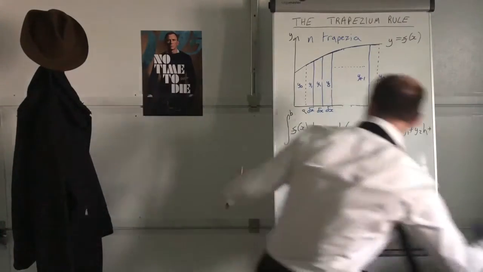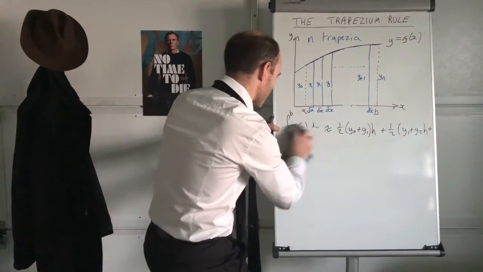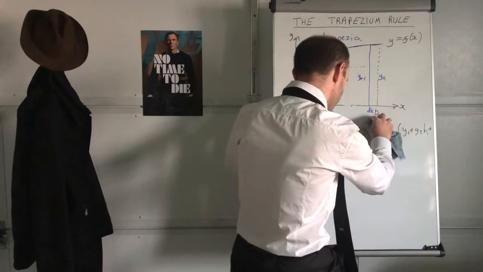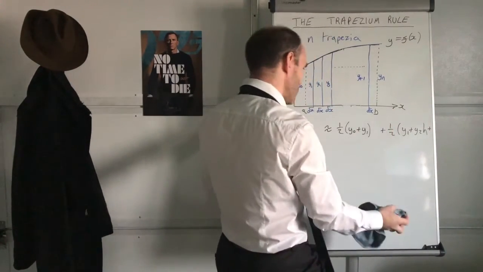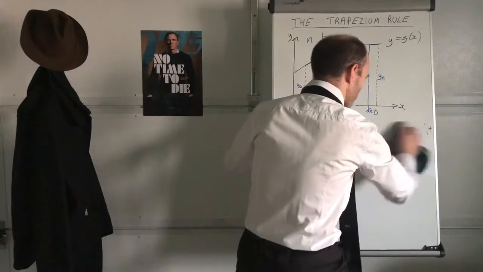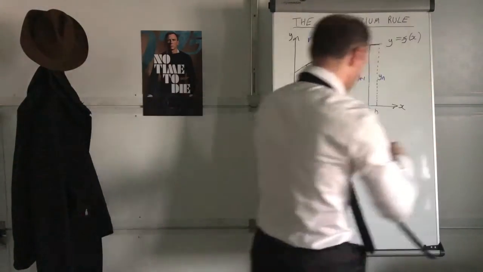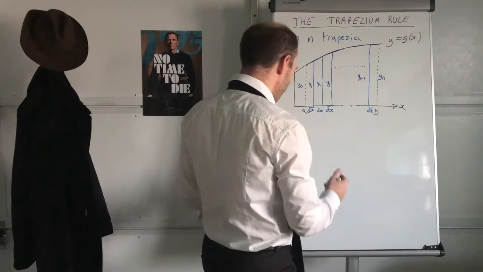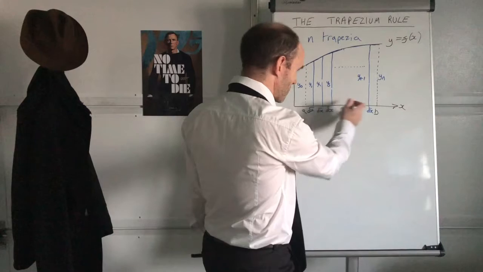I'm going to get rid of this and change it slightly. Well, let's just rub the whole thing off. What we've got effectively is the area of each of these trapeziums, with width delta X.